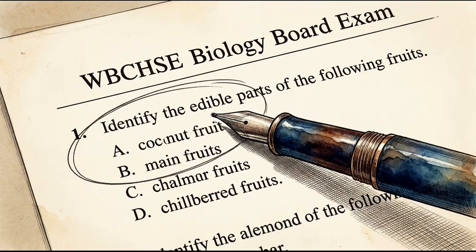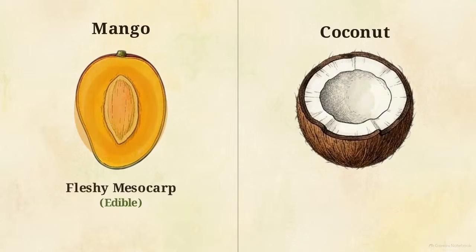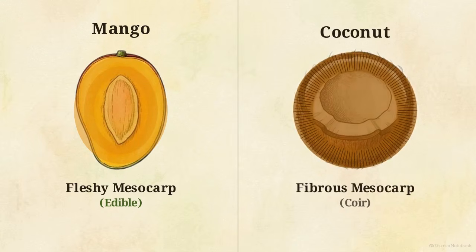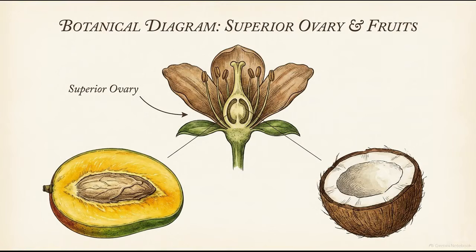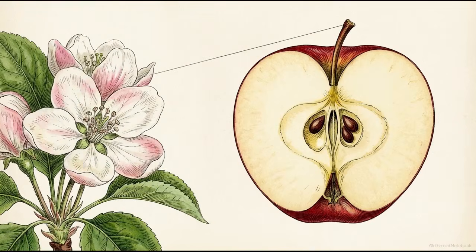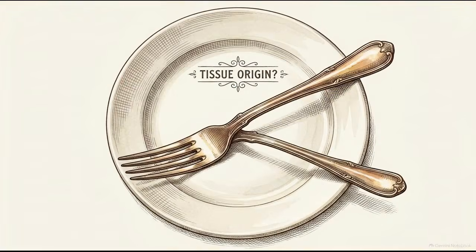Notice the edible parts. In the mango, you eat that thick, fleshy mesocarp. In the coconut, that exact same mesocarp layer is fibrous coir, and the part you actually consume is the inner white endosperm of the seed. Despite different edible tissues, both the mango and the coconut are structurally classified as drupes because they develop from a monocarpellary superior ovary. Tracing a fruit back to its floral anatomy is the most reliable way to categorize it and pinpoint exactly which tissues end up on your plate.